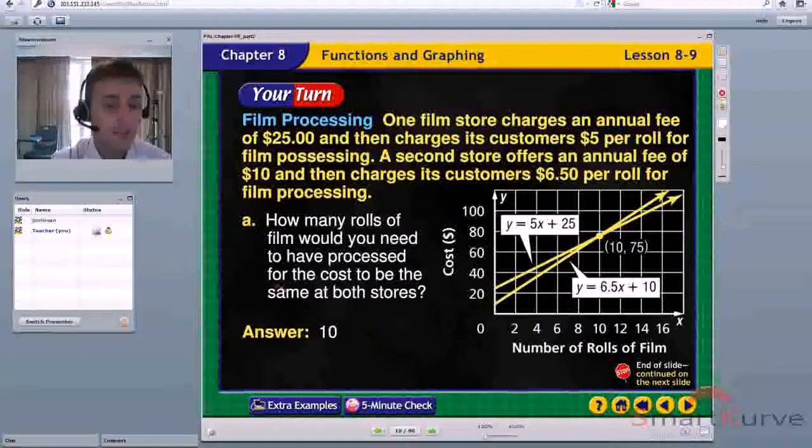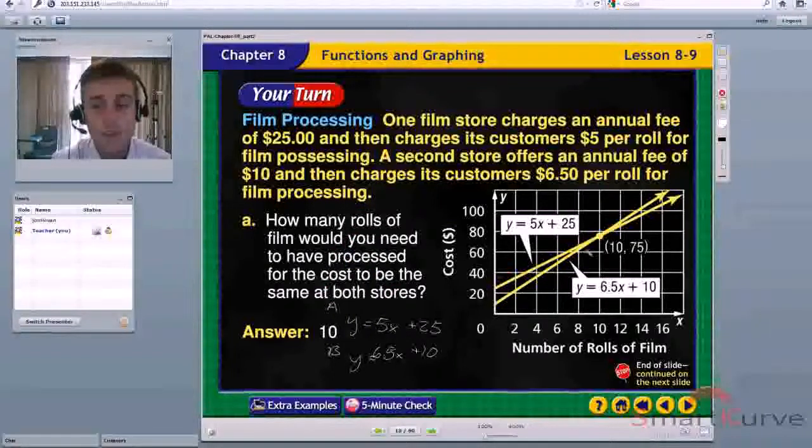We set it up the same way as we did the last one. Y is the total cost. At film store A, the price per roll is $5, so y equals 5x plus the annual fee, $25. At B, y equals $6.50, so 6.5x, plus the annual fee of $10. How many rolls of film would you need to have processed for the cost to be the same?